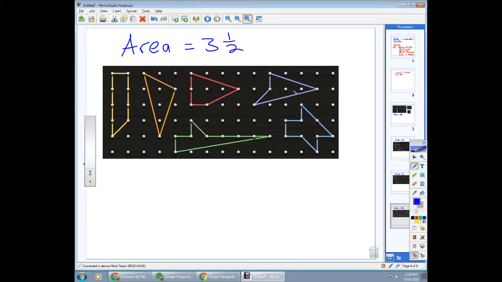Here, although this diagonal right here would be inside, there's a diagonal outside. And a diagonal is just connecting any two vertices that are not already connected. So I have three convex polygons, and I have 1, 2, 3 concave ones.